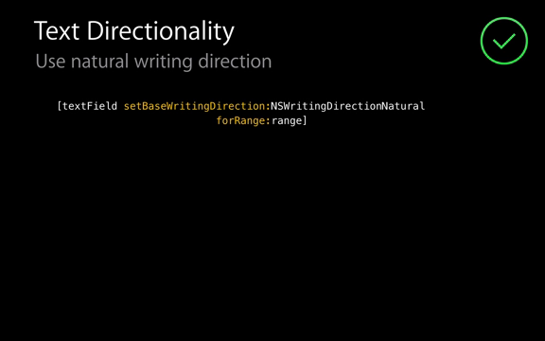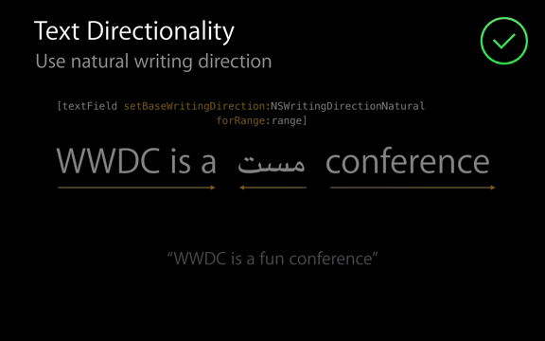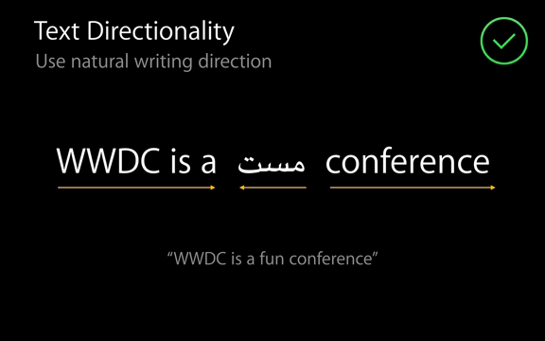So what should you do? Well, for any text view or text field in which you expect the user to type content, set the writing direction to natural. Now, again, that lets the underlying frameworks determine a good best guess for the writing direction. In this case, it will take a look at the first few letters of the string, which is WWDC, and since those are left to right characters, it will take a guess that this string should go left to right. And in this case, that produces the expected sentence, which is WWDC is a fun conference.